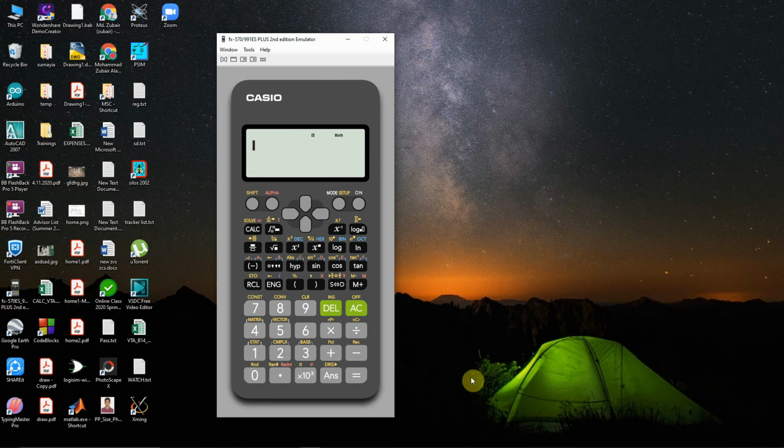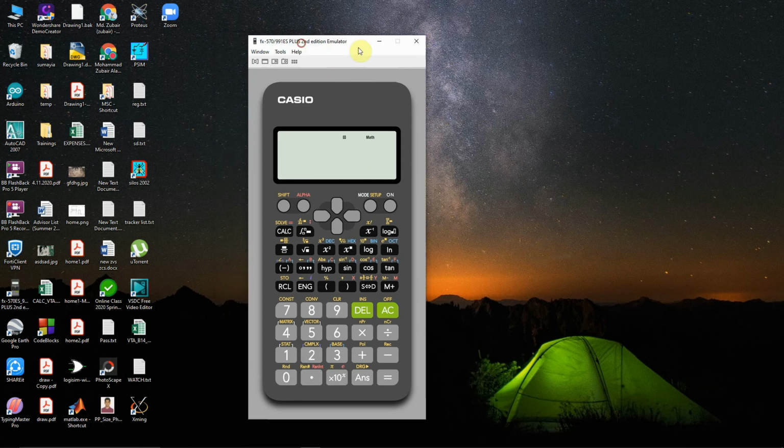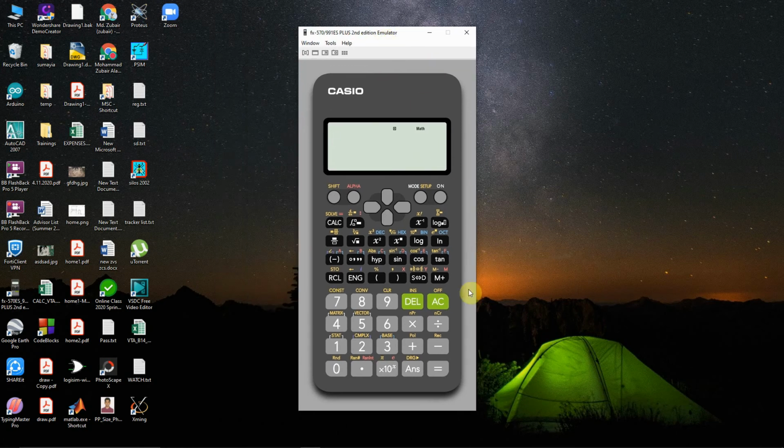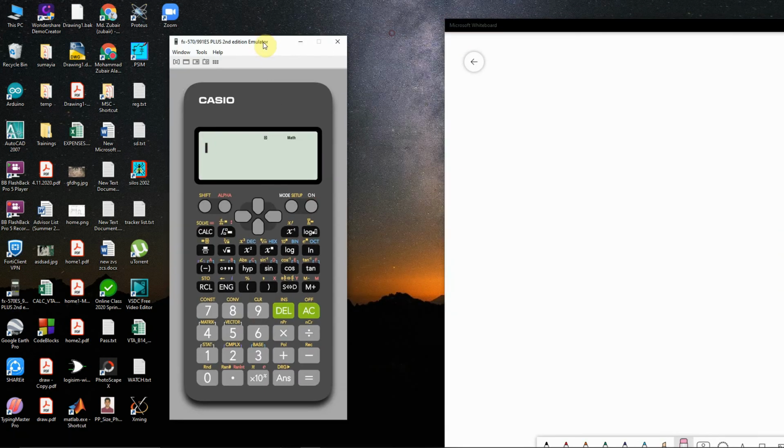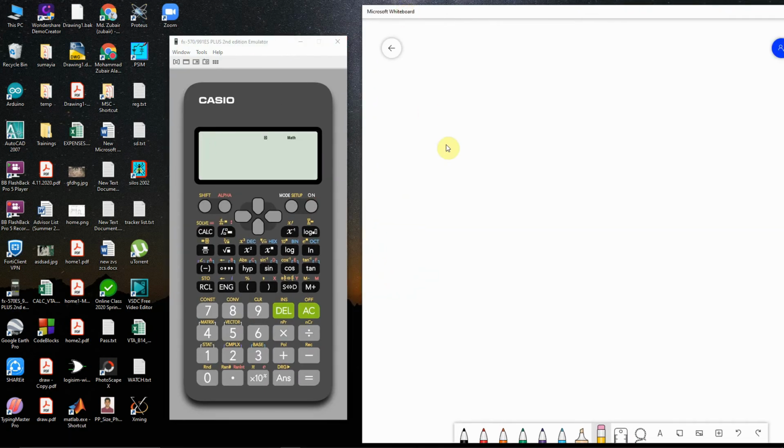Hello dear students, today I'm going to give you a simple tutorial on how to use the calculator for complex number calculation. Okay, so you are to use the ES version of the calculator. This is an emulator which I'll be using to teach you. Let's take some examples and try to show you.